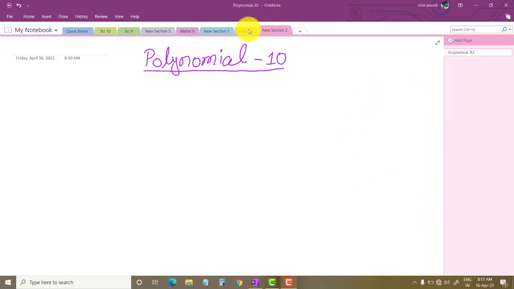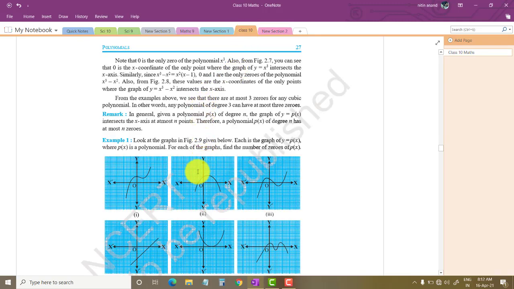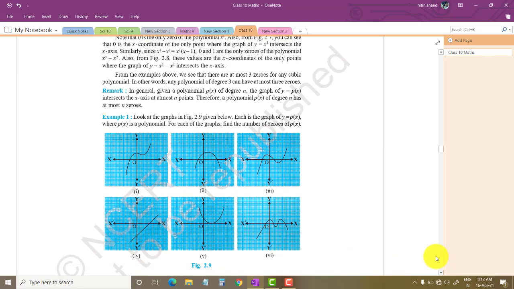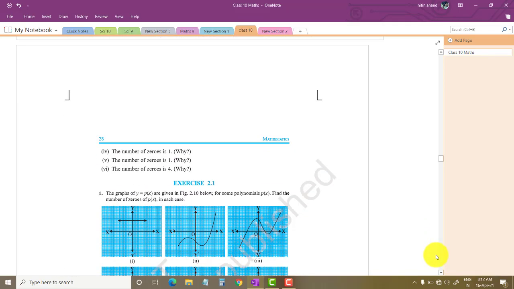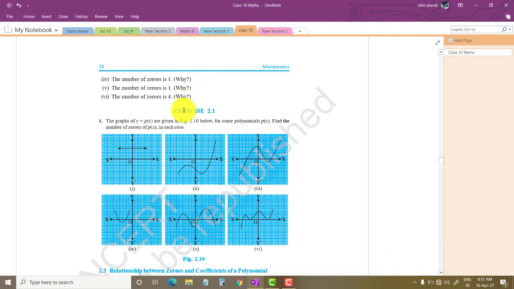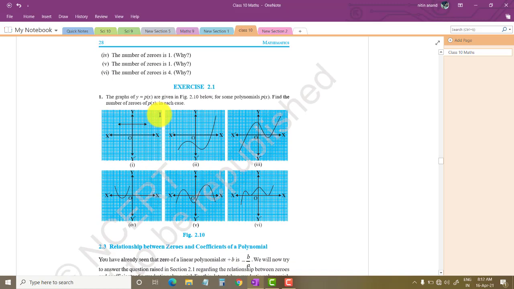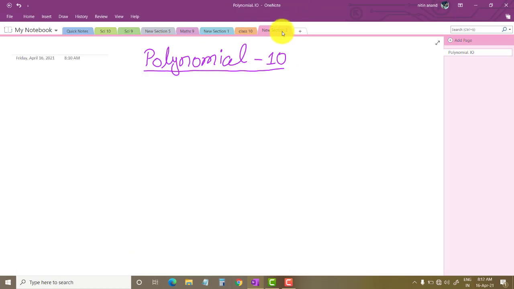Yesterday we discussed polynomials and the terms related to polynomials. But today we will discuss the questions based on polynomials from NCERT. In this NCERT exercise 2.1 of polynomials, there are graphs. Firstly, we will understand the concept and geometrical meaning of the graph.